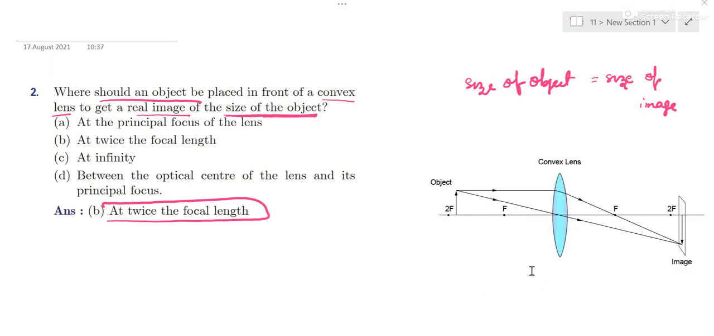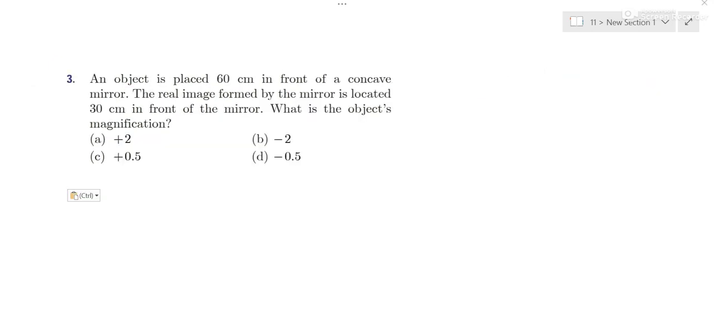And this is the ray diagram for this object at 2f. Image is real and inverted and equal to the size of object. Okay, so this is 2f and this is 2f. Coming to the next question. So let us see the next question.